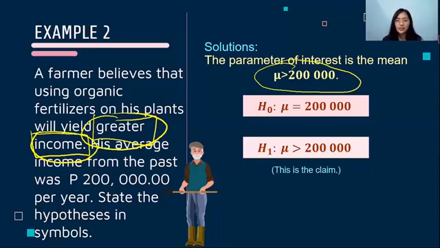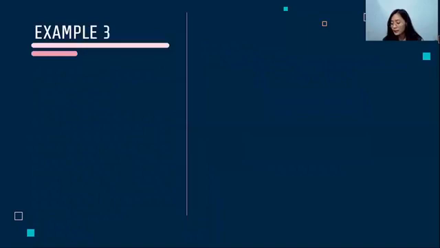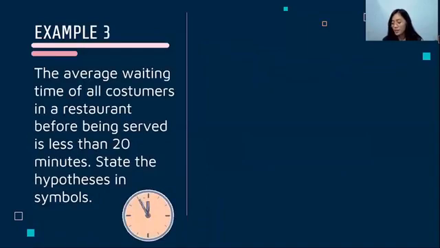Now let's have the third example, but this time you will be the one to answer. Let me read it first. The average waiting time of all customers in a restaurant before being served is less than 20 minutes. State the hypothesis in symbols. I'll give you time to think and to formulate your hypothesis, and your timer starts now. Let's see later if you got it right.